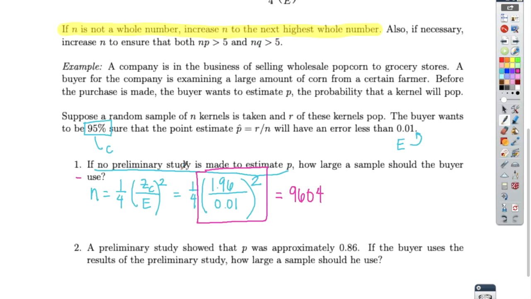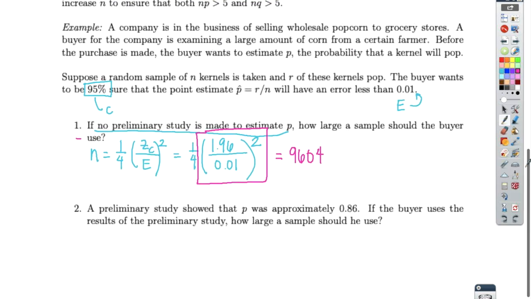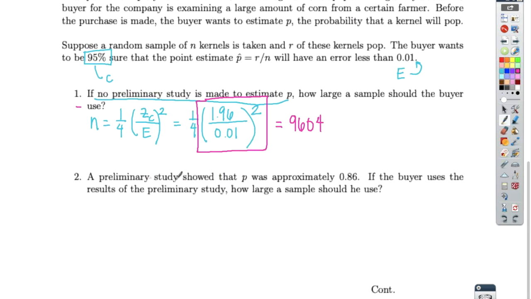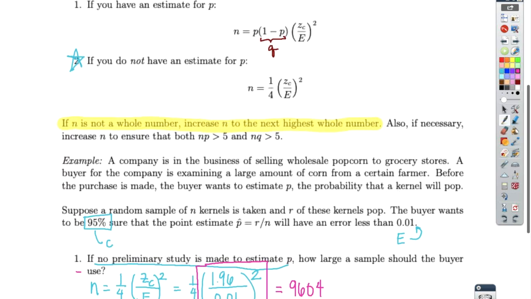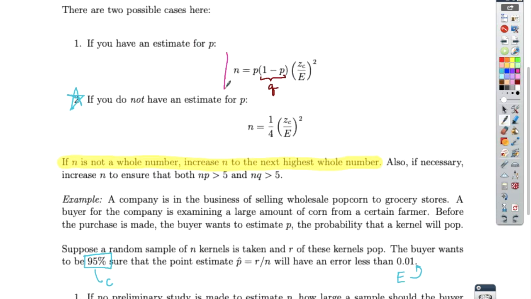So in the second question, we are going to have a preliminary estimate. You'll notice that 9,604 is a really large number. Once you have an estimate, we won't have to take as large of a sample. So the answer for number 2 is going to be a lot smaller, because we're in a better situation having a preliminary estimate for P. Since we have a preliminary estimate for P, now we're using this formula: P times Q, these are going to be our estimates, times that same quantity squared.